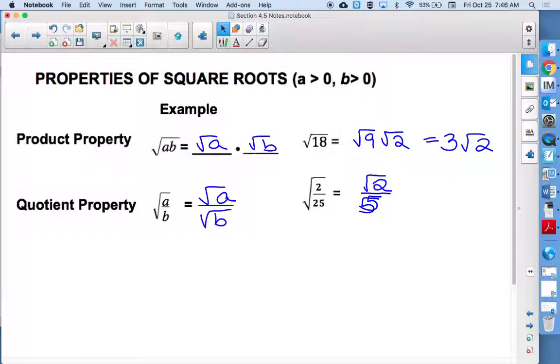I know, rough day with the smart board. So square root of 2 over 5. Oh, there it goes. Did it go? Yeah. Yep.